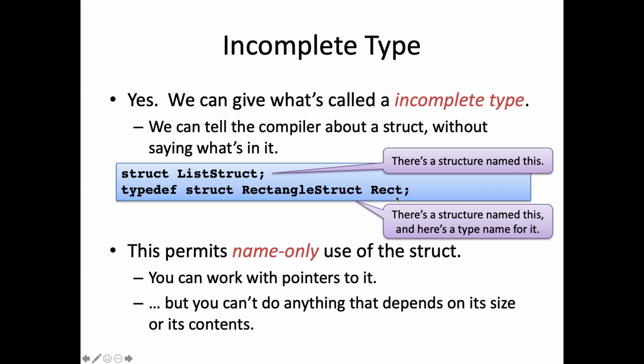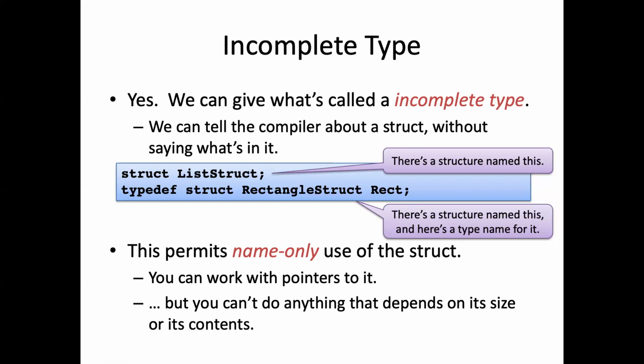Incomplete types like this let you use the type, but only in certain ways. And those certain ways are called name-only use. You can't do everything with a struct if you don't know what's in it, but you can do some things with it. In particular, you can use pointers to it. List struct, knowing that it exists, is enough to let you take pointers to that type, but you can't declare variables of that type. You can't access its fields because you don't even know what the fields are.